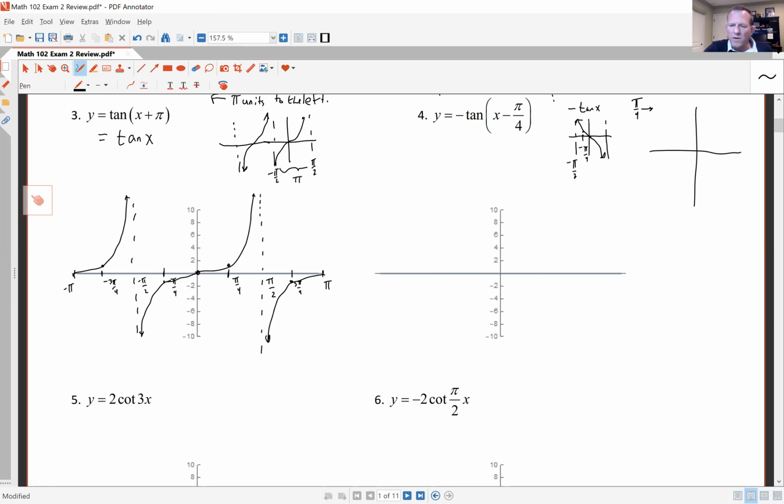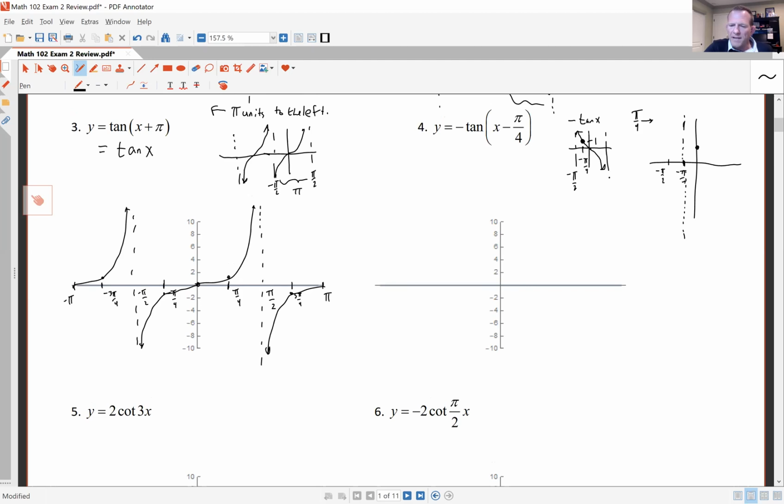So think about where this point is. The -pi/4 is at 1. That means when I shift it to the right pi/4, it's going to be at 0, 1. The point, or the asymptote -pi/2, when I shift it to the right pi/4, it's now at -pi/4. The right side of this was at pi/2. You shift that to the right pi/4, puts you at 3pi/4.